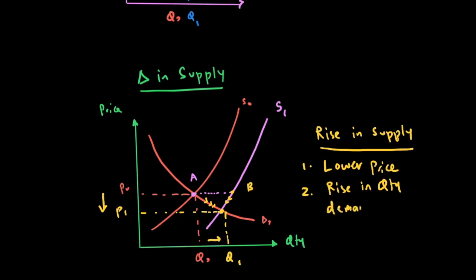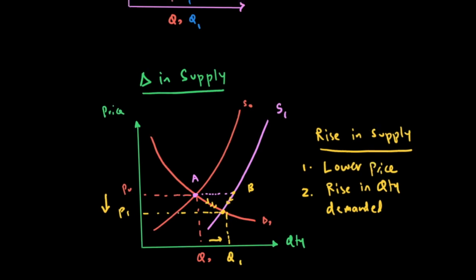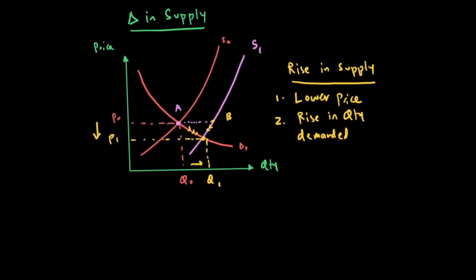And why am I saying quantity demanded? The reason is that I am moving along the demand curve. So a change in supply leads to a movement along the demand curve. Similarly, a change in demand leads to a movement along the supply curve. And if we are moving along the demand curve and the demand is not changing, we call it change in quantity demanded. So that's how we go about changing supply.